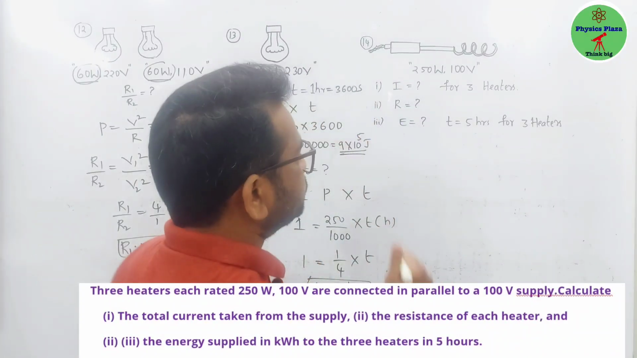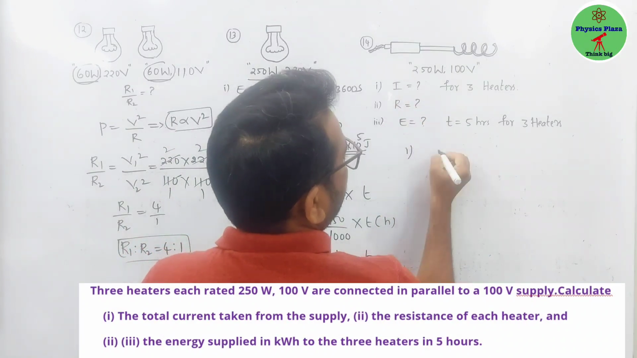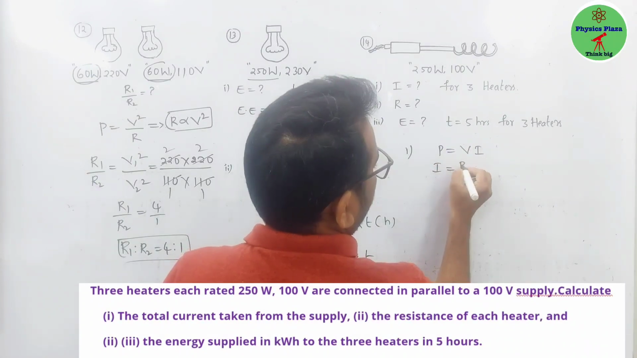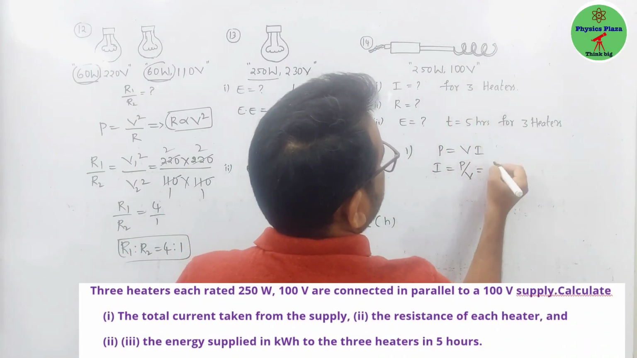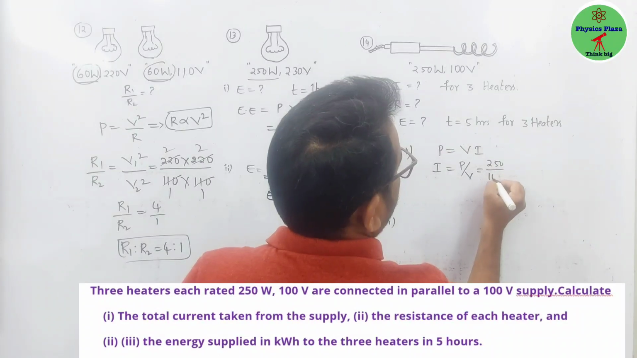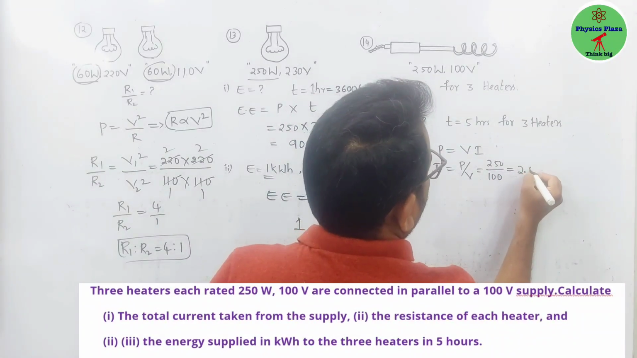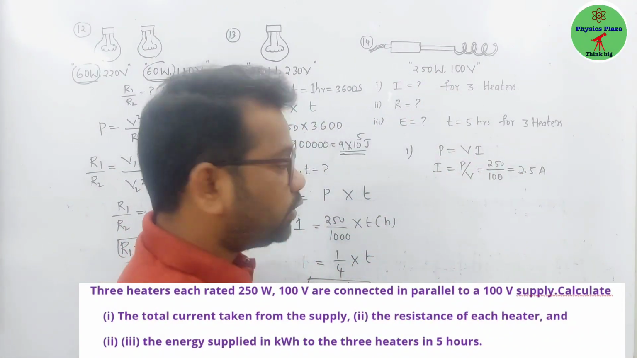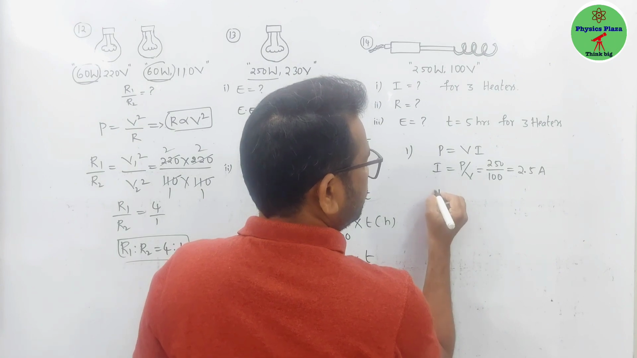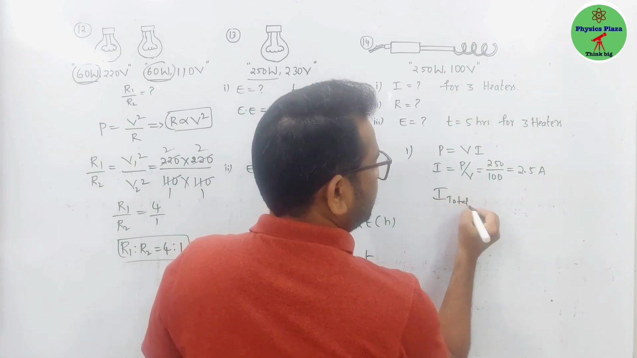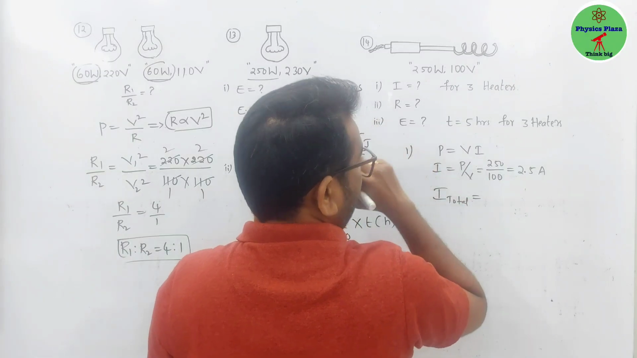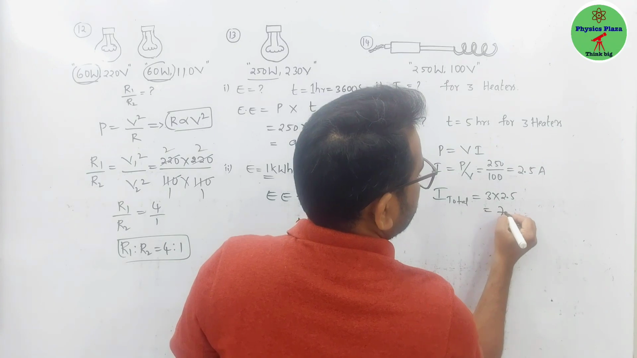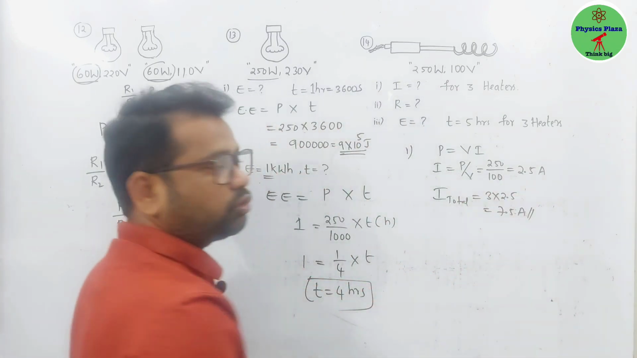Is it clear? Fine, children. So here the first one. We know that P is equal to VI, so I is equal to P by V. Power is given, 250 by 100, so this is 2.5 ampere. Each electric heater draws 2.5. For 3 heaters, the total current I total is 3 into 2.5. So this will be 7.5 ampere. That's it, simple. Multiply with the 3.